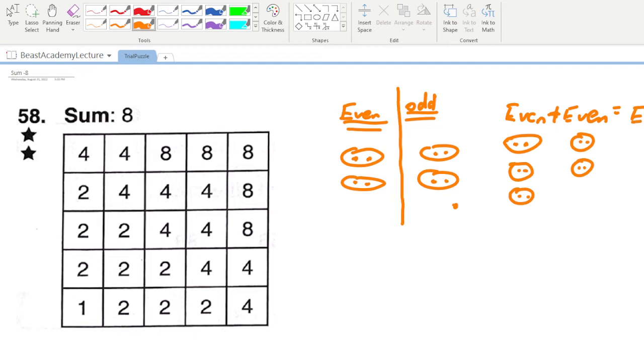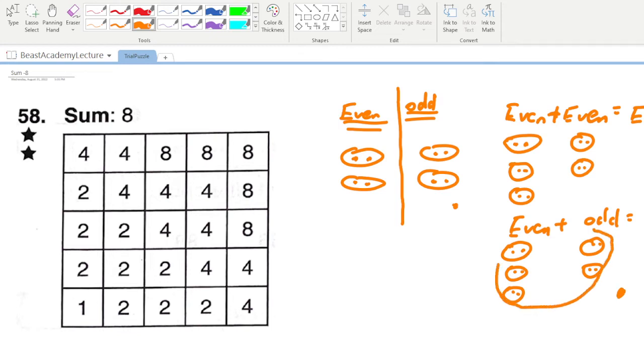Now, who can tell me what is even plus odd? Odd. You can think of it this way: the even number gives you all the pairs, but the odd number means I have some pairs and a single. You can combine all the pairs together, and you still have a single one. So that means even plus odd is equal to odd.